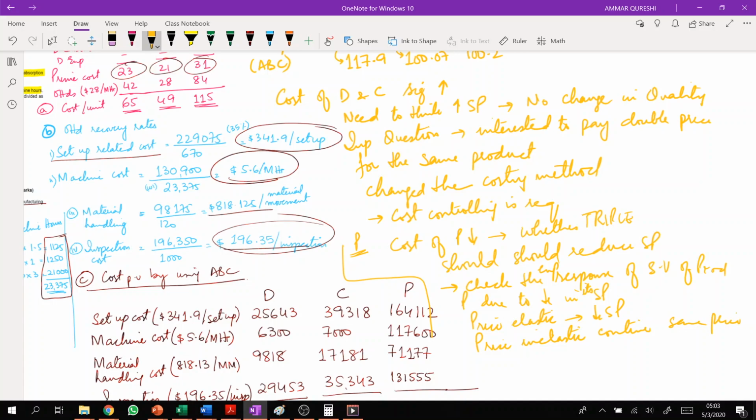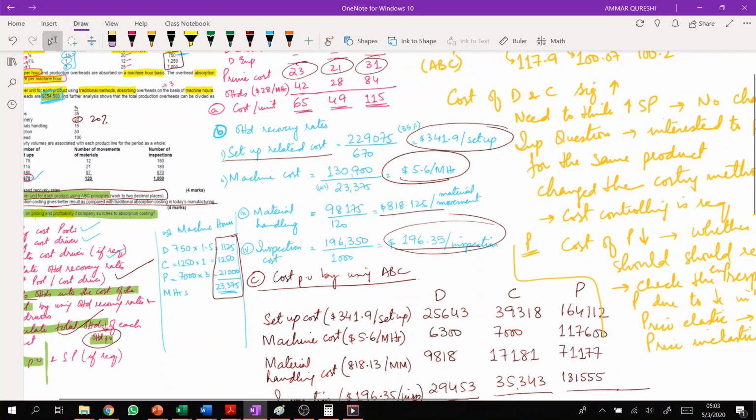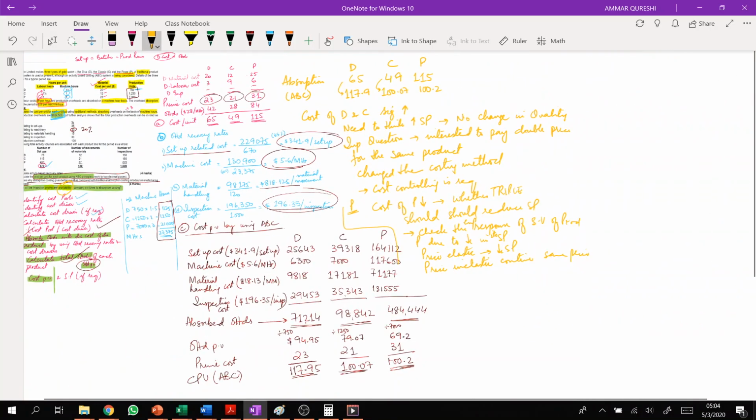Right? So you need to cover these points while writing this answer. Now, what else? Profitability of the product. What will be the impact on the profitability? In this particular situation, I think this question was of 6 marks or maybe 8 marks. What will be the impact on pricing and profitability? Now, what will be the impact on profitability? If the company switches to ABC, then the company will be able to identify.